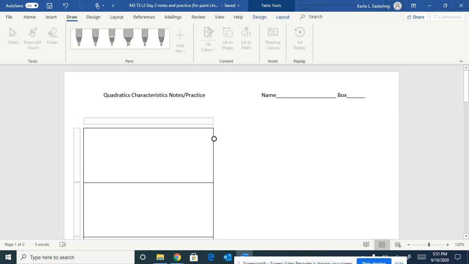All right, guys, so we are going to keep looking at some quadratic characteristics today. This lesson is going to be for September 11th and September 14th.